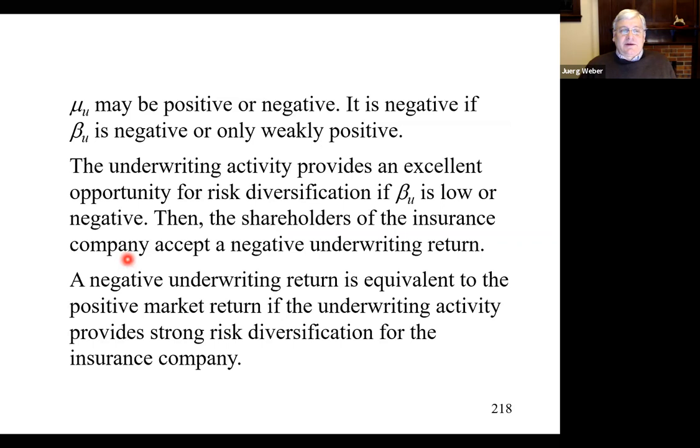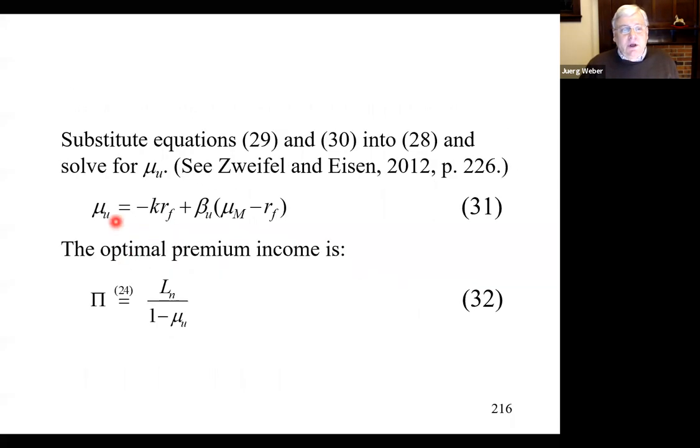Okay, we can now see that mu, the underwriting return, may be positive or negative. It's negative if the beta u is negative. So if the underwriting return moves against the market return, so maybe the market increases and then the underwriting return falls, so really the beta u can be negative. In that case, we have here two negative figures. And so then it's actually optimal to have a negative underwriting return. It's what the capital asset pricing model predicts.